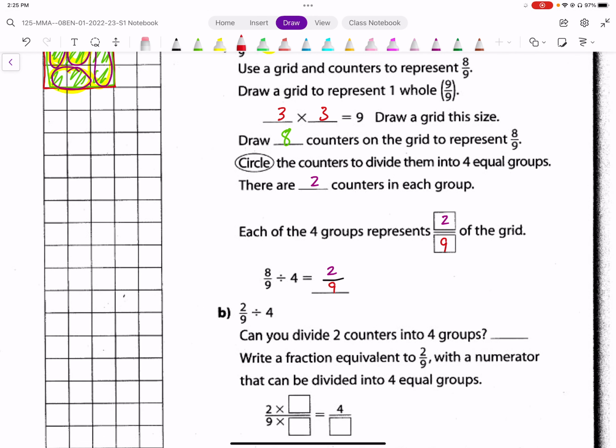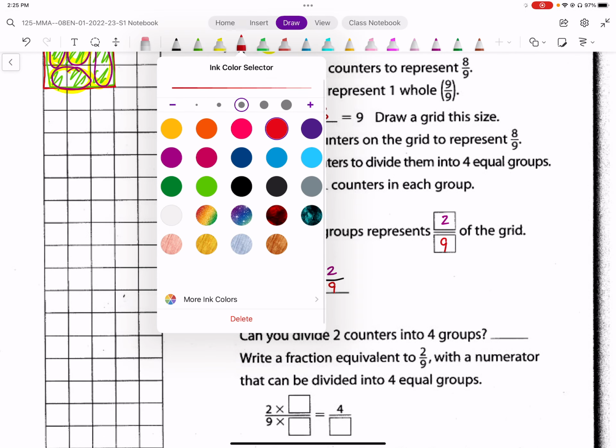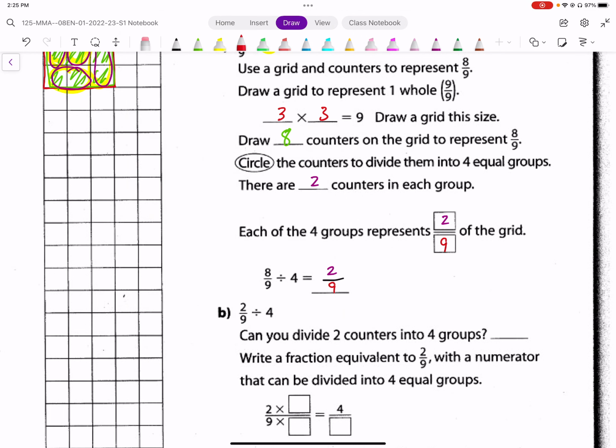This next one, 2 over 9 divided by 4. So first of all, I'm going to draw my 2 over 9 fraction. I'm going to do the same thing here. There's my ninths fraction. And I want 2 ninths, so I'm just going to shade 2 of them. Now the problem is, if I'm going to divide 2 by 4, can we divide 2 counters into 4 groups? Well, the answer is no.